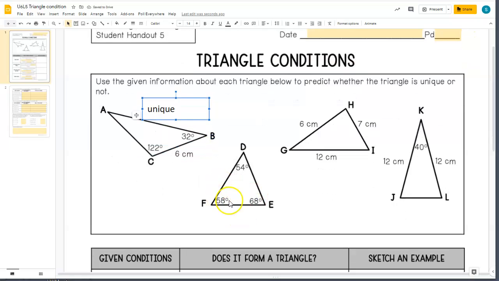However, let's take a look at this one. It gives us the three angles, but we could make everything bigger and we could get larger and smaller versions of this same triangle. So this one down here is not unique.